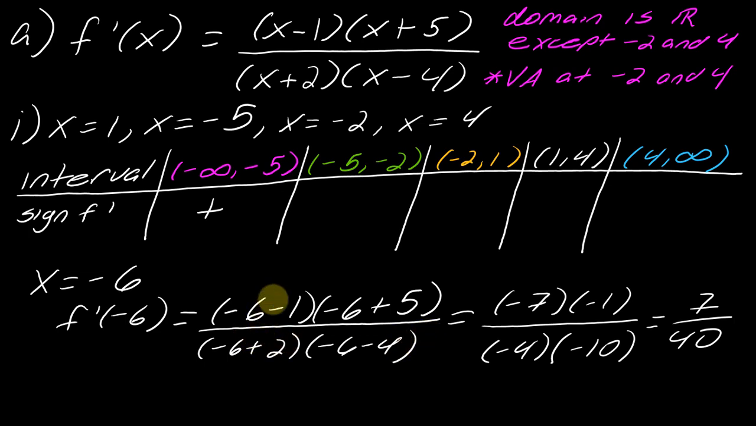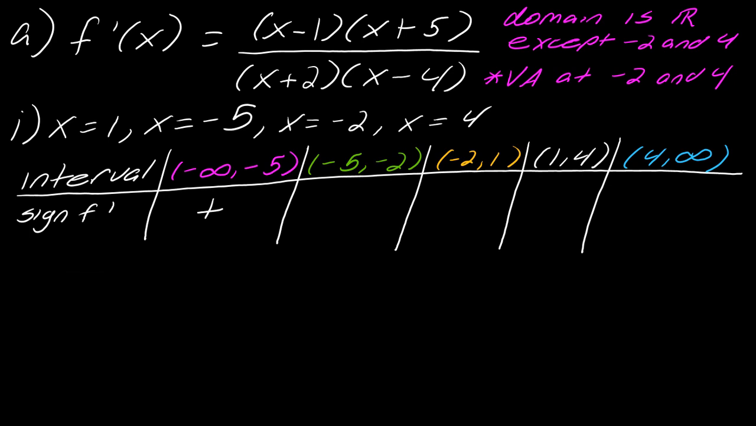So in looking at this, the way that I might think about this is -6 minus 1, this is negative. -6 plus 5, this is negative. -6 plus 2 is negative. And then -6 minus 4 is also negative. So I have all of these negatives being multiplied and divided together, so I can see that the sign would be positive without doing all this work. So this is the idea. So let me clear this off. And let's do one more together for the next interval.